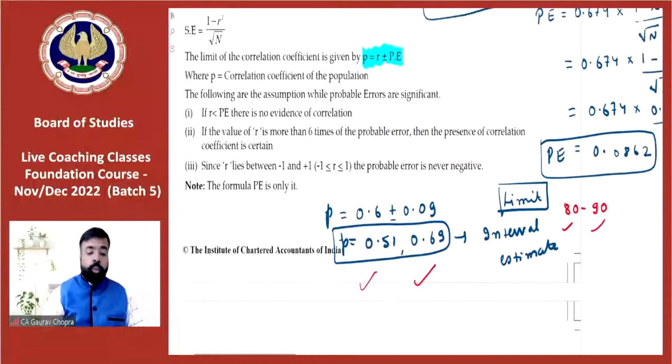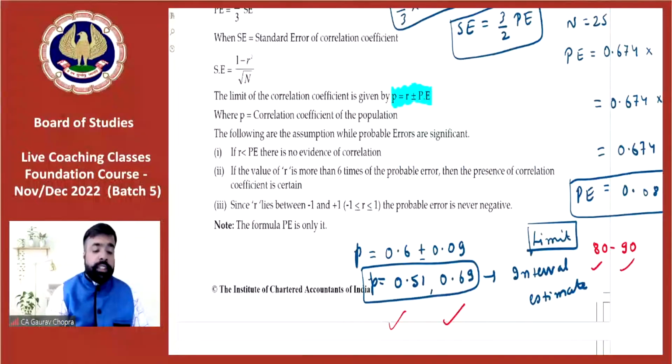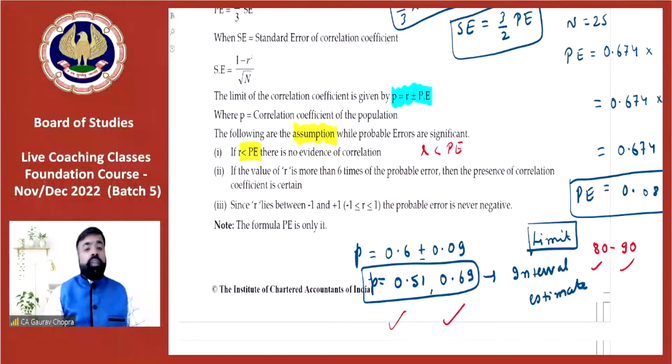So there are 2 assumptions basically we can say for probable error. First is that R should be greater than probable error. So R should always be greater. If R is less than probable error, if correlation is less and error is more, that means our calculation is worthless. So R should always be greater than probable error. How much greater? It should be 6 times greater than error.